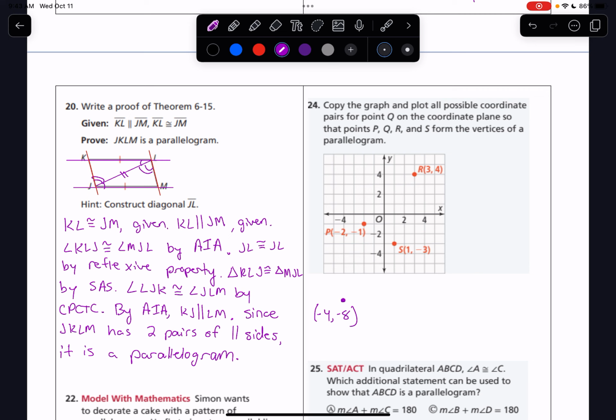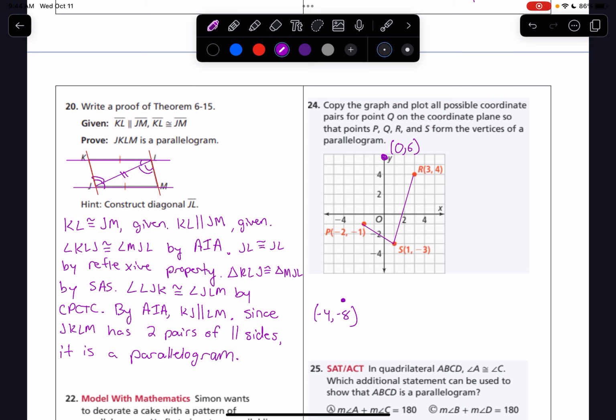But what if I thought my lines went together this way instead? If my lines went together this way, then my 4th point would be up above, and it would be parallel. So let's see, from point S to point P, I go over 3 and up 2. So if I go over 3 and up 2, my next point for this parallelogram would be on 0, 6.